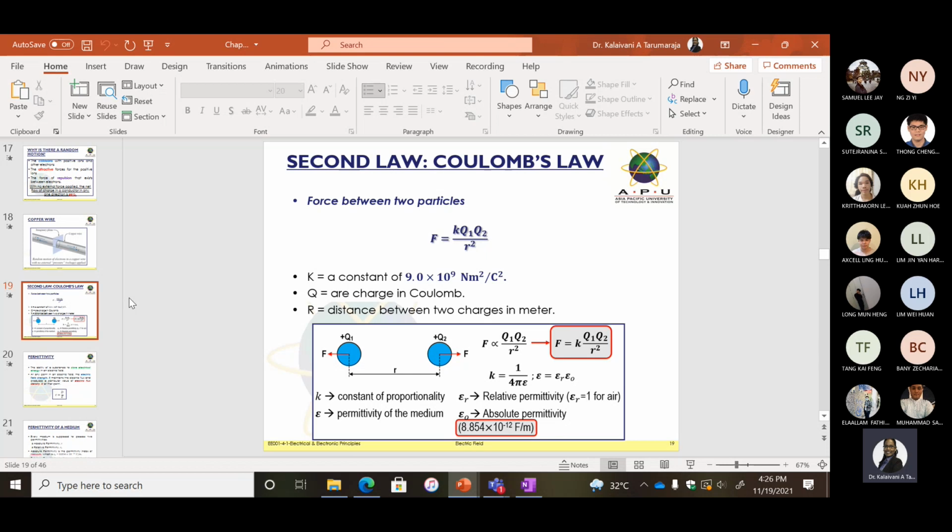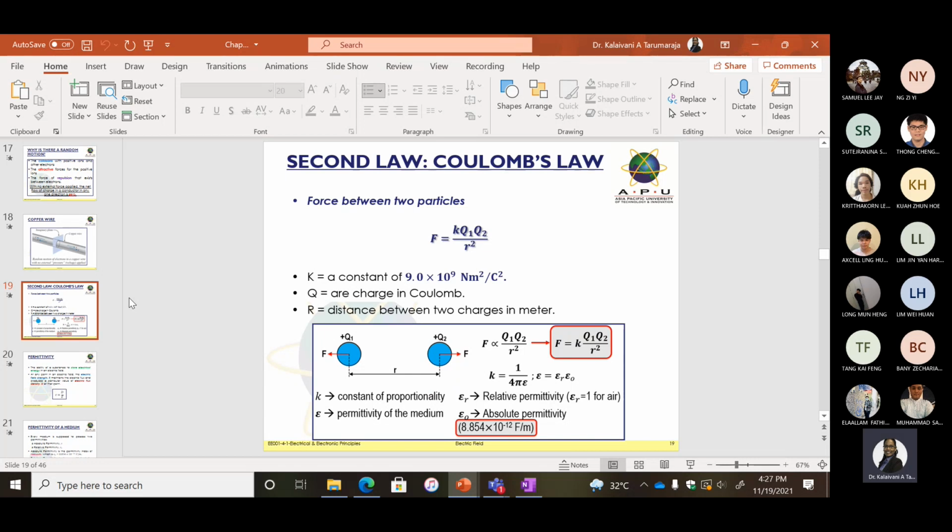At the same time, they highlighted the relative permittivity, which is 1 because it is for free space. They also highlighted in slide number 19 that the absolute permittivity is 8.854, in the equation here.